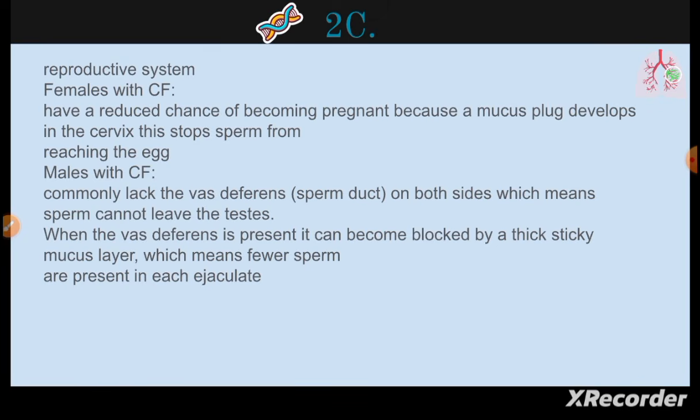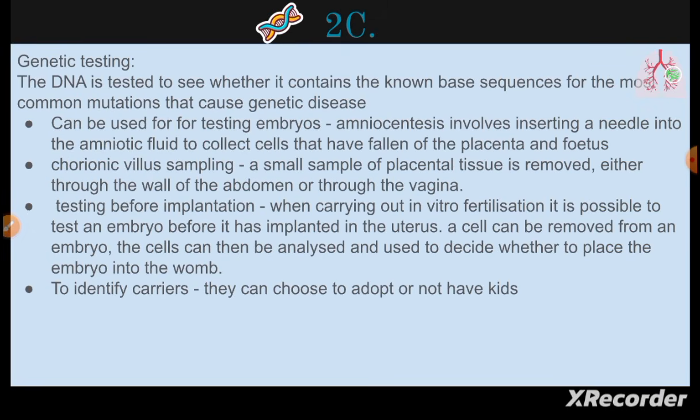In the reproductive system, we are mostly asked about females with cystic fibrosis. They have a reduced chance of becoming pregnant because a mucus plug develops in the cervix, and this stops sperm from reaching the egg. Because the mucus is so sticky, the sperm is stuck in that mucus before reaching the cervix or the fallopian tube, so the egg cannot be fertilized.